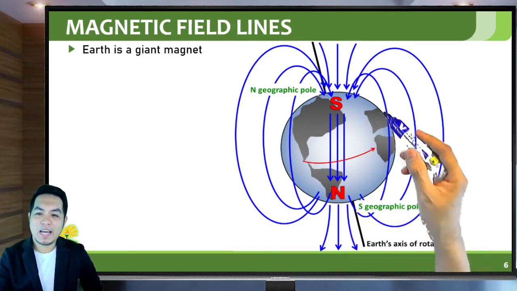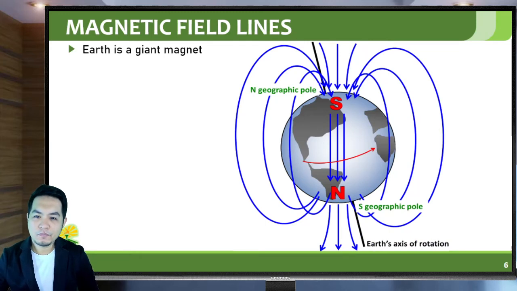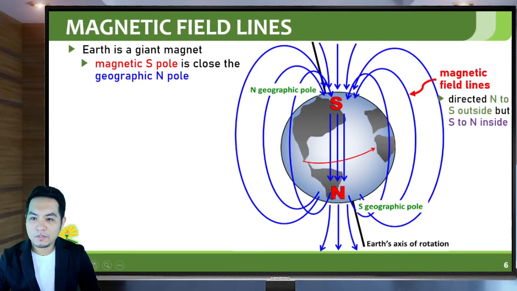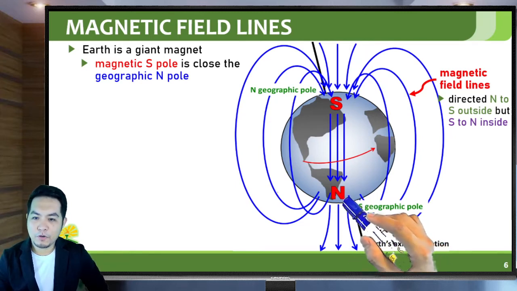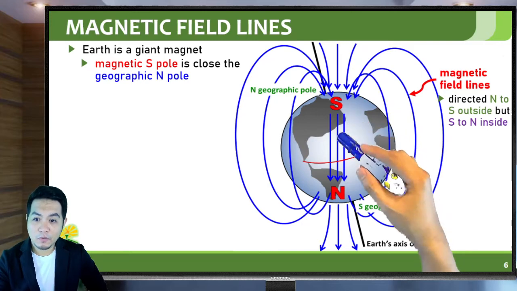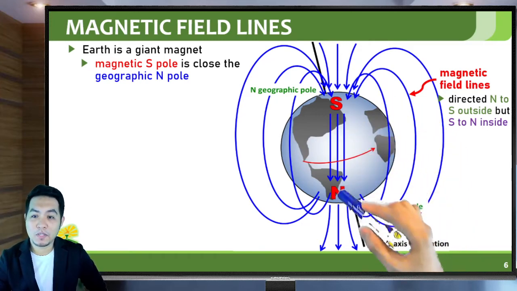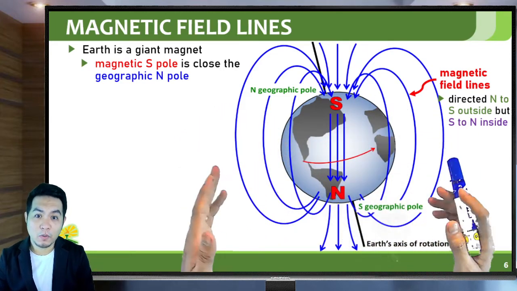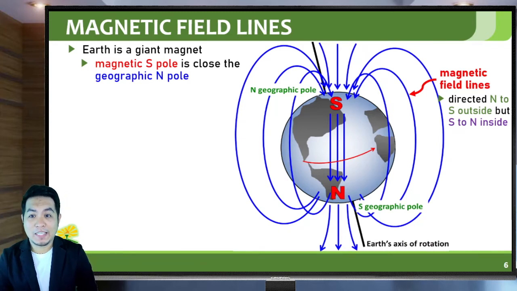And these blue lines that you see here, which point from the north to the south, outside of the Earth, are called magnetic field lines. So they point from the north to the south, and inside they point from south to north. So they actually form continuous loops. And this whole configuration of lines is what we call a magnetic field.